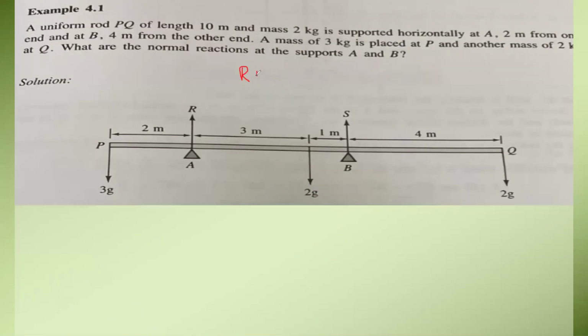So R and S are acting upward. This is just a way to represent the weight. I can do 2 into 9.8 and get 19.6 and solve the question. That will not make any difference to the solution. Either you write the full magnitude or you write it in terms of G. Like if I say my weight is 70G, what does it mean? It will be 70 times the gravity.